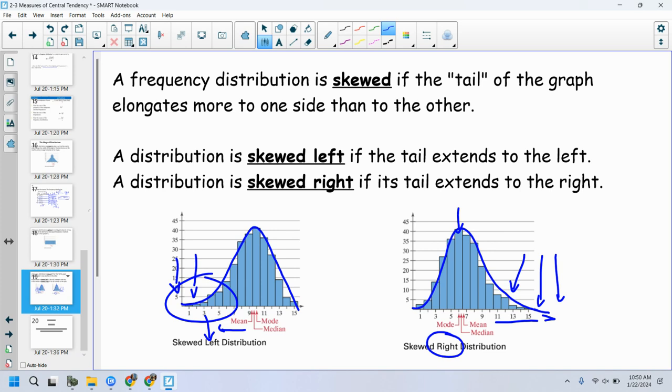A skewed left distribution is going to go mean, median, and mode, with the mean getting pulled to the left as much as possible. A skewed right distribution is going to go mode, median, mean. Okay, mode, median, mean.